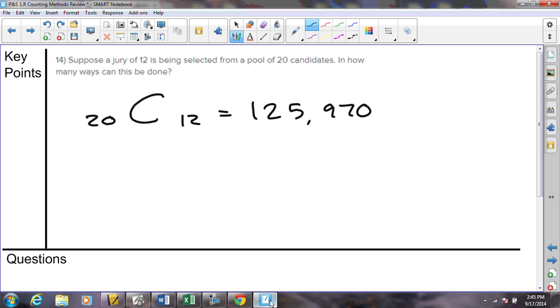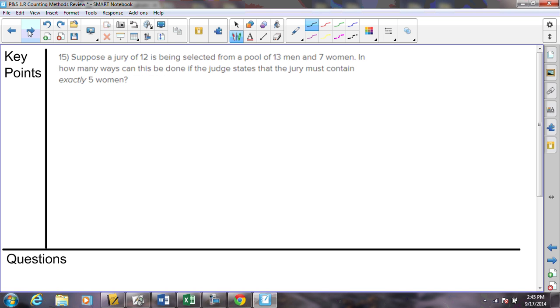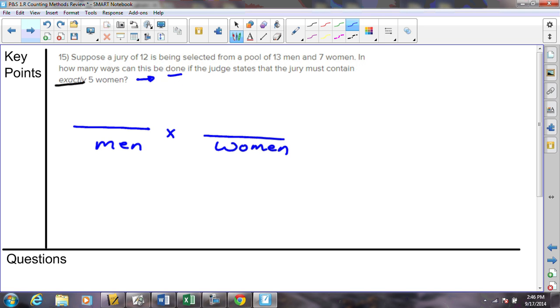Our next problem. Suppose a jury is being selected from a pool of 13 men and 7 women. How many ways can this be done if the judge states that the jury must contain exactly 5 women? So please note, we have to pick men, we have to pick women. In this regard, we have a fundamental counting principle problem. But how we pick the men is going to be another combination problem. Well, if there are 5 women, that tells us there have to be 7 men, because the whole thing adds up to 12. 7 plus 5 gives us 12.